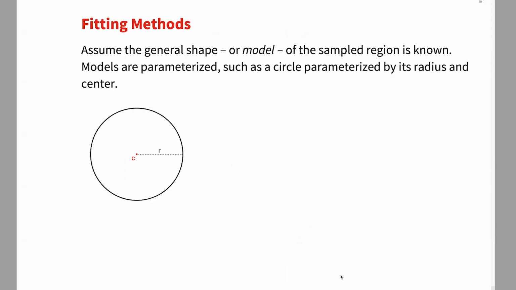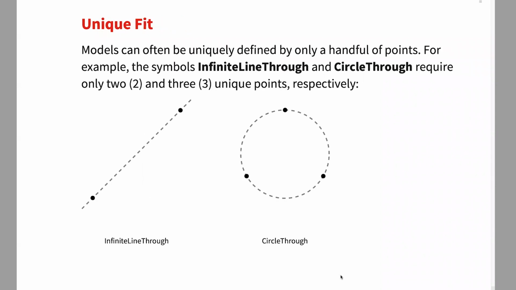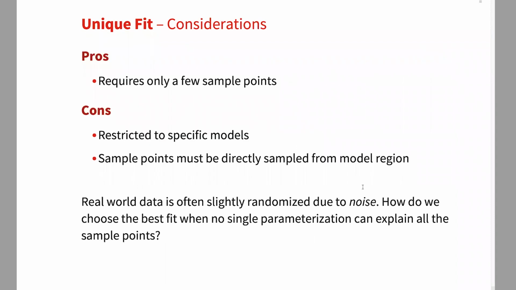The first category of techniques is the fitting methods. For these, we assume the general shape or model of the sampled region is already known. This model is parameterized, for example, a circle being parameterized by its center and its radius. The first method in this category is unique fit, which is pretty simple. A lot of these models can be uniquely determined from only a few points. For example, a line can be determined by just 2 points and a circle by just 3. We even have functions for doing this, InfiniteLine and CircleThrough, which will produce a line or circle respectively. It's a very basic, but good to know, method for region reconstruction.